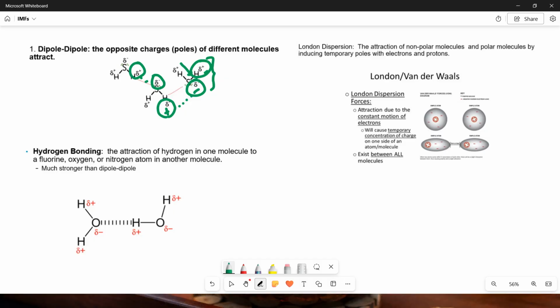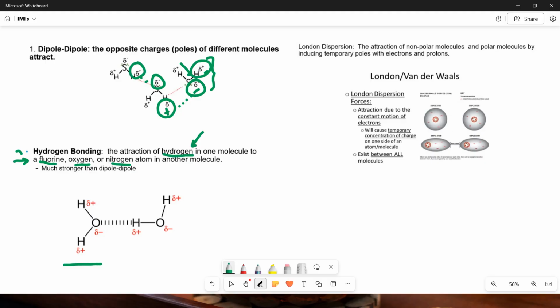The one below is hydrogen bonding, and this one is very specific. What do I mean by that? Well, it must have hydrogen in one molecule and a fluorine, oxygen, or nitrogen in another molecule. And why is it so specific? Well, it just so happens that these small atoms of fluorine, oxygen, and nitrogen, and the small atom of hydrogen create a huge electronegativity difference within the molecule, and it makes it very strong between molecules.